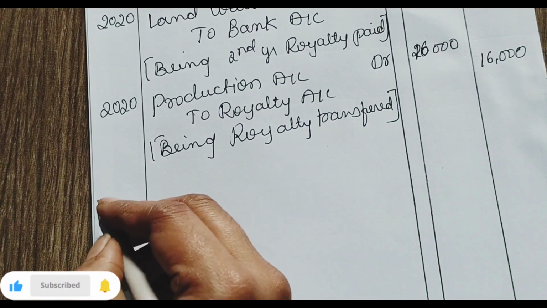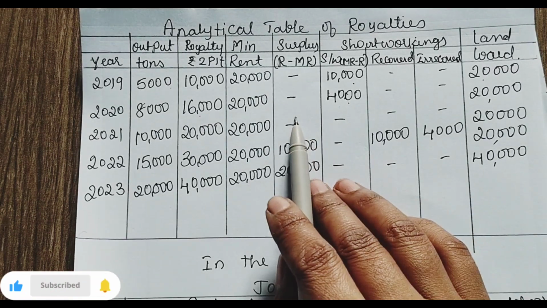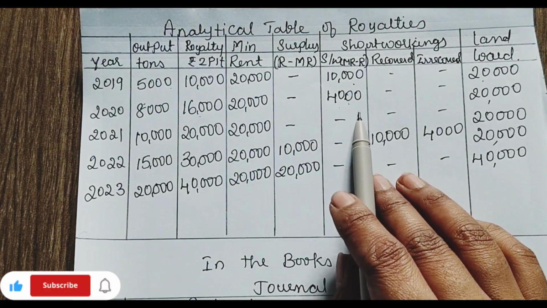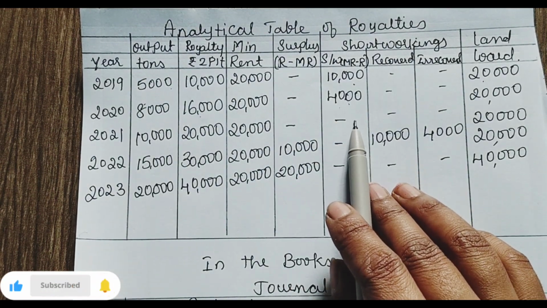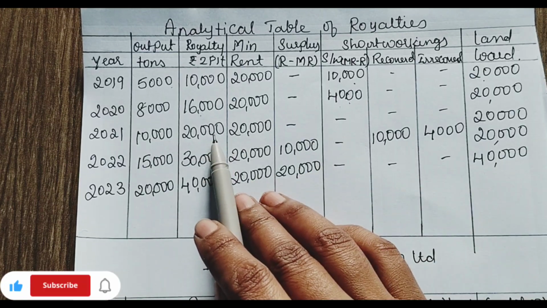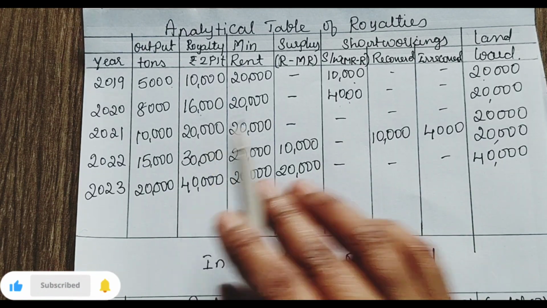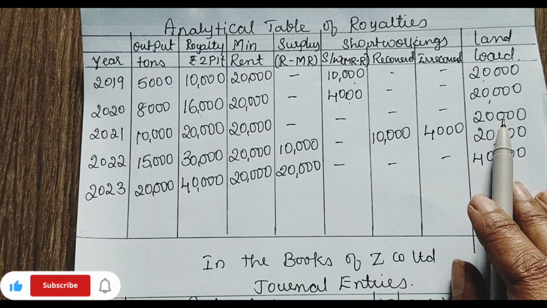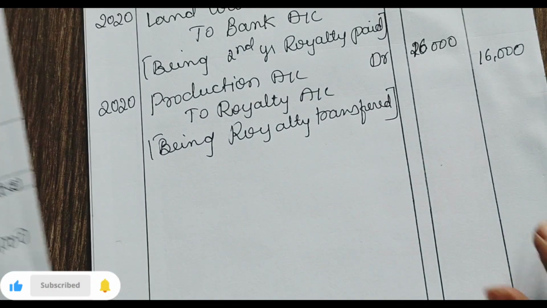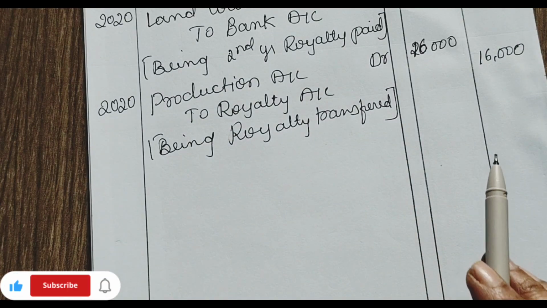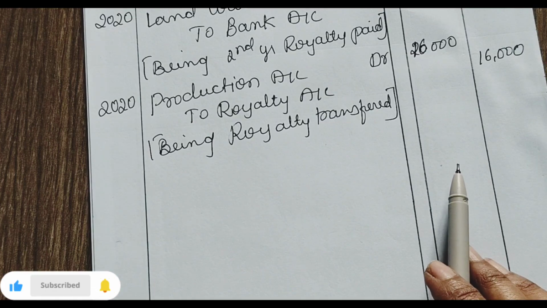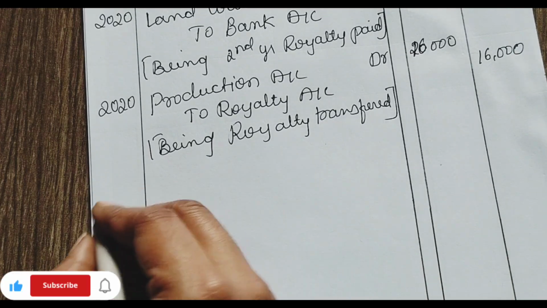Yes. Now, third year. In the third year, if you see, there is no surplus and there is no short working. So, the only entry you are passing is royalty account debit to landlord account. Then you are making payment to landlord by debiting the landlord account to bank account.